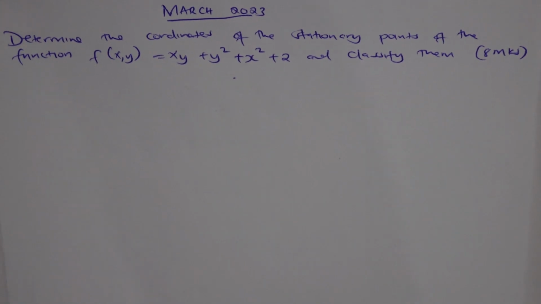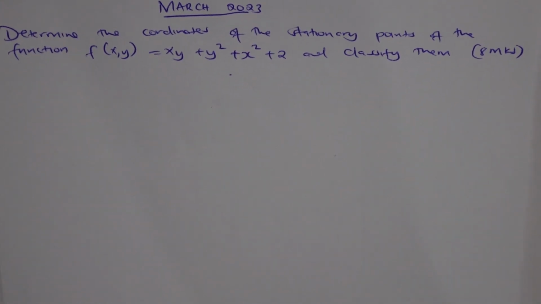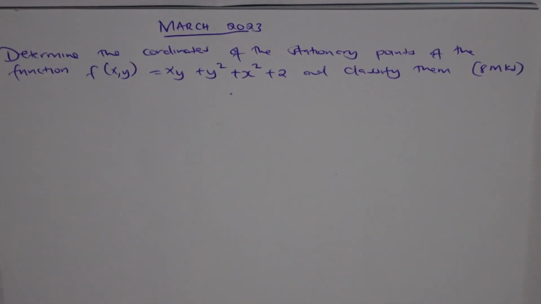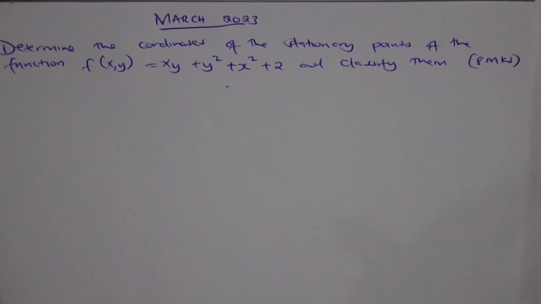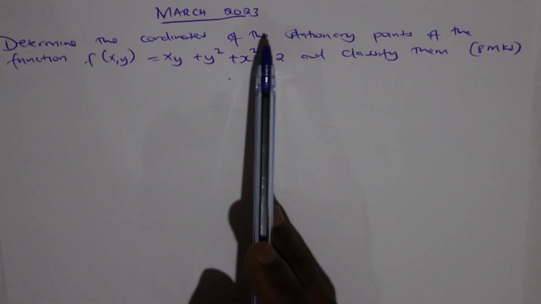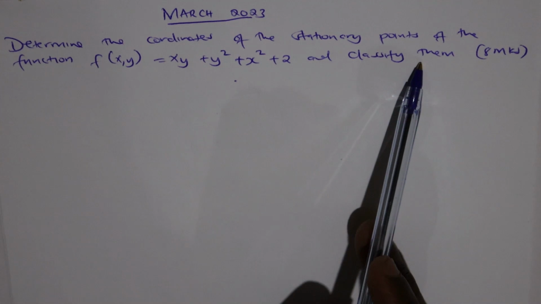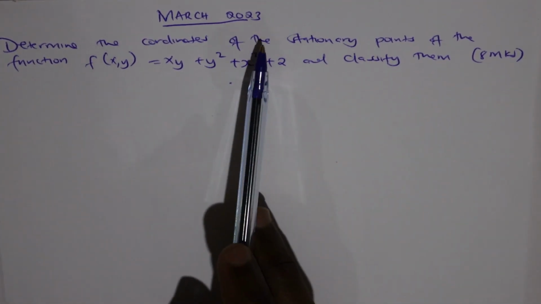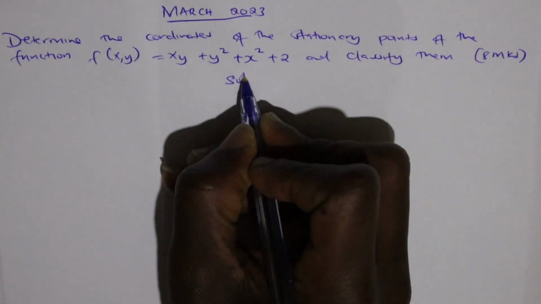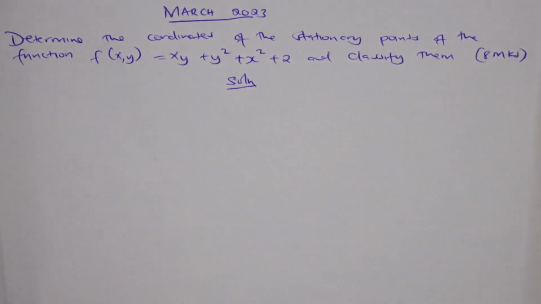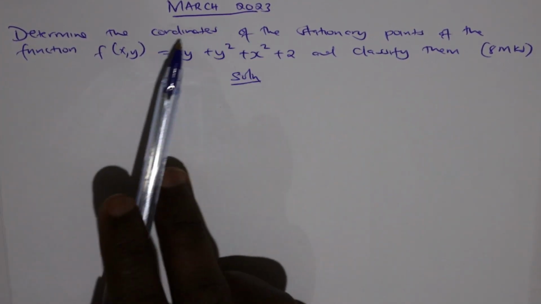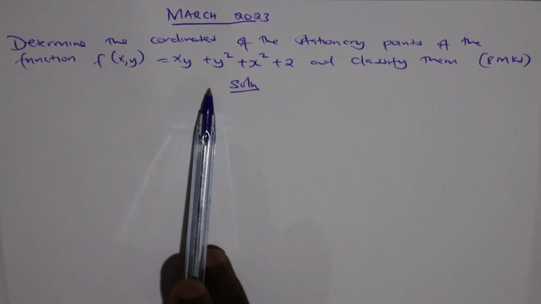So we have the question: determine the coordinates of the stationary points of the function f, a function of x and y. So you can see it is given in terms of x and y here, and so you're supposed to find the coordinates and also classify them. Okay, now remember, you can see this is a function of 2 variables. So by that you just know one thing, that you'll use partial differentiation to do this question.